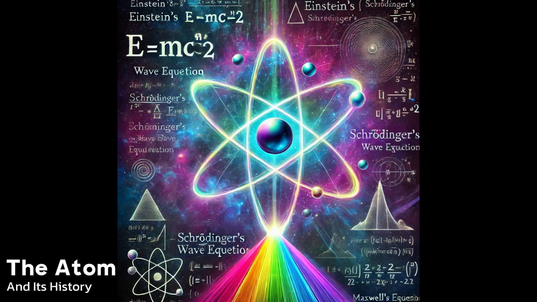Erwin Schrödinger, 1926. Quantum mechanics. Erwin Schrödinger, an Austrian physicist, developed the Schrödinger equation, a fundamental equation in quantum mechanics that describes how the quantum state of a physical system evolves over time. This equation describes electron behavior in atoms, helping us understand the probabilistic nature of electron locations. Werner Heisenberg, 1927. Uncertainty principle.